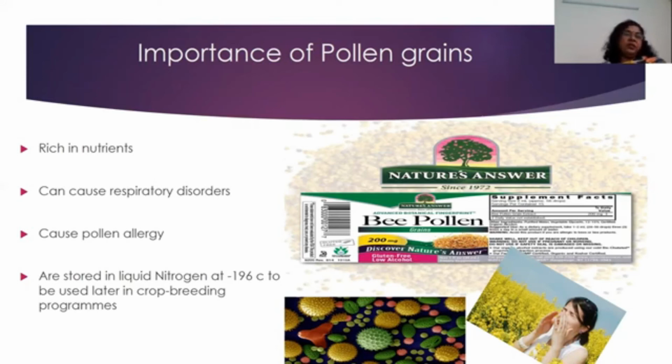Pollen grains cause allergy. Pollen grain also causes bronchial affliction and respiratory diseases in many people, leading to chronic respiratory disorders like asthma and bronchitis. Parthenium or carrot grass, that came to India with imported wheat, causes pollen allergy.